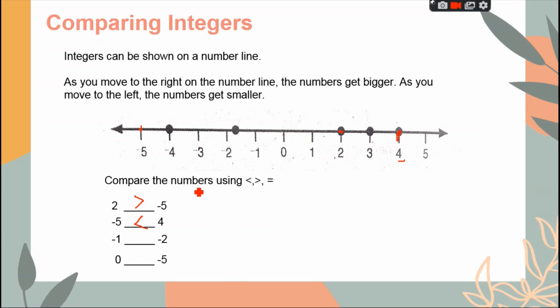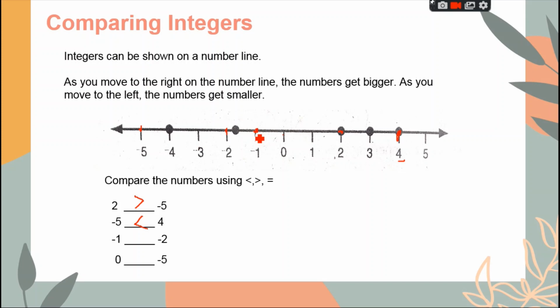Now let's proceed to example number 3. We have here negative 1 and negative 2. Which one is bigger? Which one is on the right side? As we can see, negative 1 is located on the right side and negative 2 is located on the left side. So, based on our number line, negative 1 is bigger than negative 2 since 1 is located on the right side of our number line.